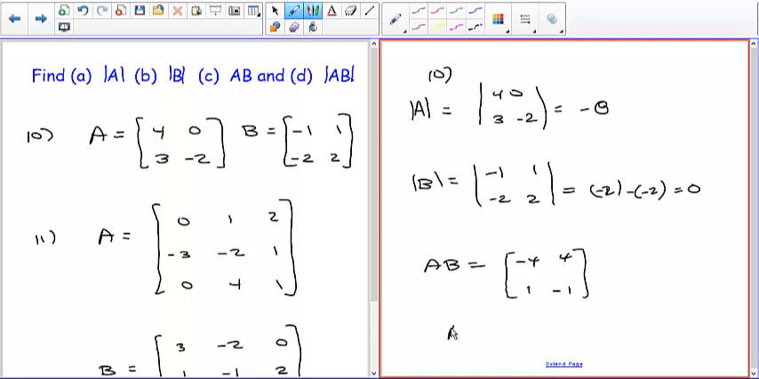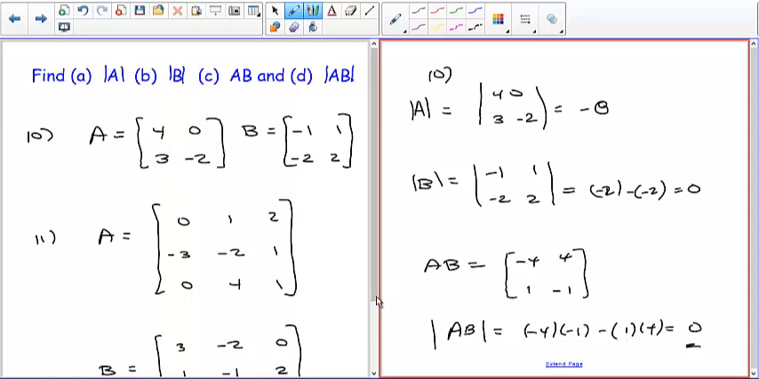And then you can take the determinant of A times B. So that's -4 times -1 minus 1 times 4, which is 0. So if I multiply the determinant of A times the determinant of B, I'll get 0, which is the same as the determinant of A times B. Now, I don't know if that's something you can generalize or not.